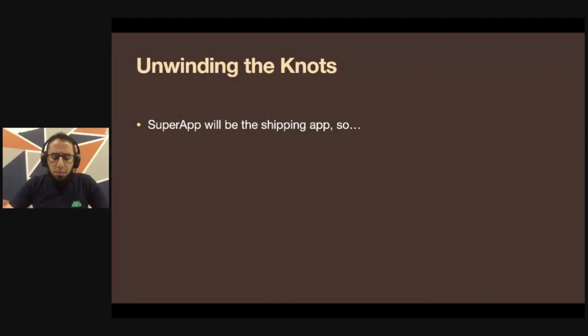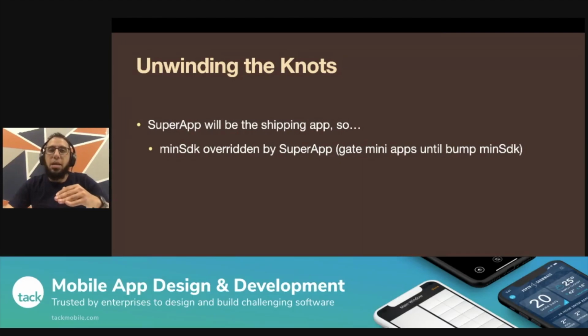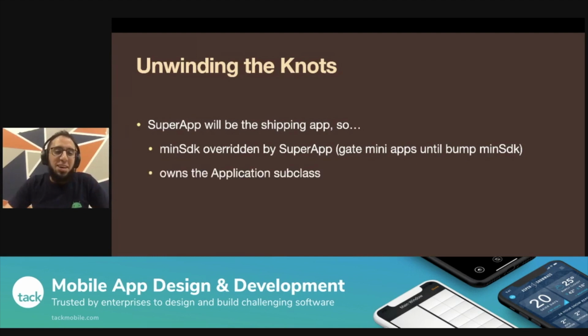So first off, because the SuperApp will be the shipping app, we can resolve some of these up front. So we can say, for example, MinSDK will be the SuperApp's responsibility. So for the time being, let's use the lower MinSDK and gate the mini apps that require MinSDK 21 to only run on MinSDK 21 until we're ready and can drop MinSDK 21, which actually just happened this week. So really happy about that.